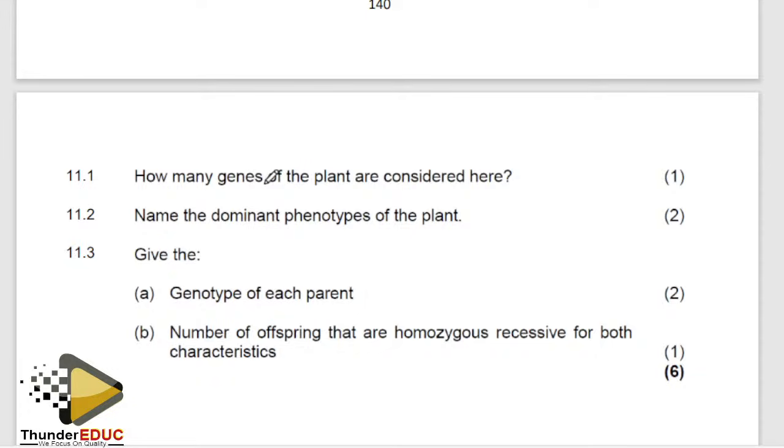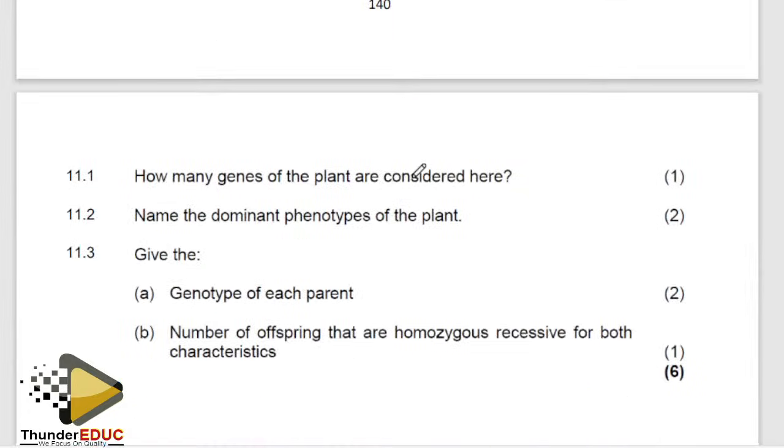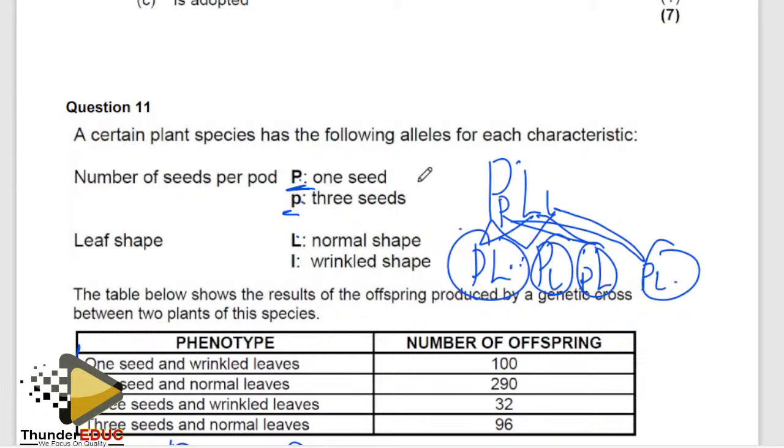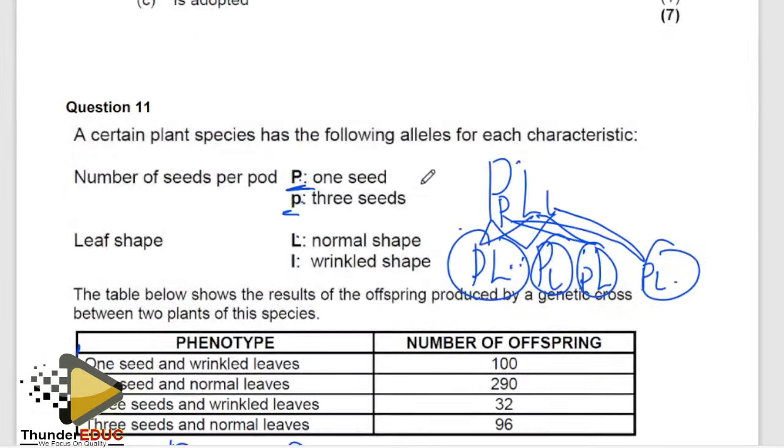How many genes control it? Once you see the dihybrid, there are two what? How many genes? There are 2 genes. Dihybrid is controlled by 2 genes. How many alleles? In most cases, there are 4 alleles. You'll find the capital letter and the small letter.